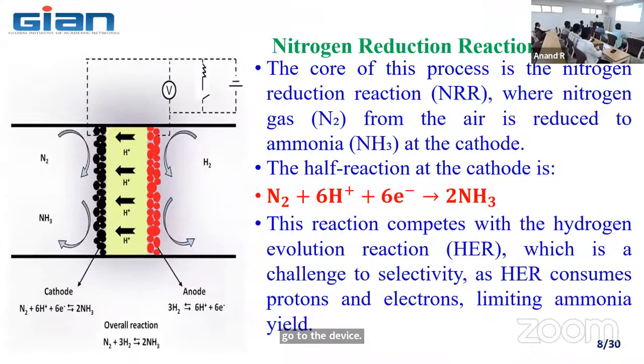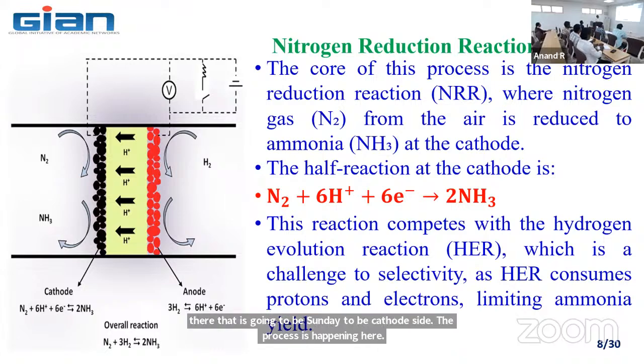Here, the H plus comes from the anode, electrons come through the external circuit, and the nitrogen is available, you are supplying nitrogen from the cylinder. Okay, so from the air you are separating out the nitrogen that is going to be sent to the cathode side. The process is happening here. This is called the reduction reaction. Okay.